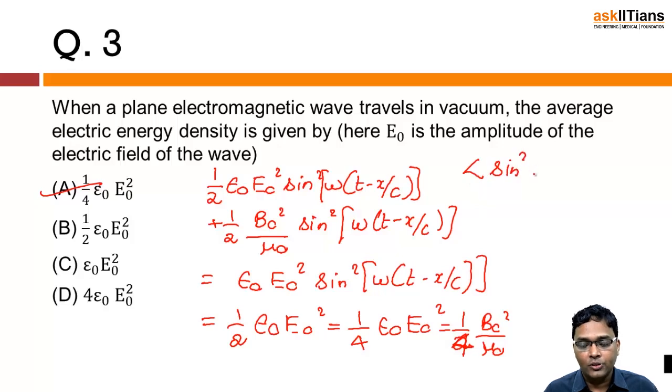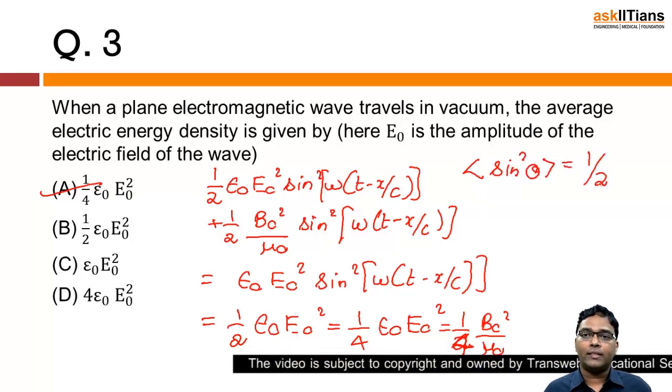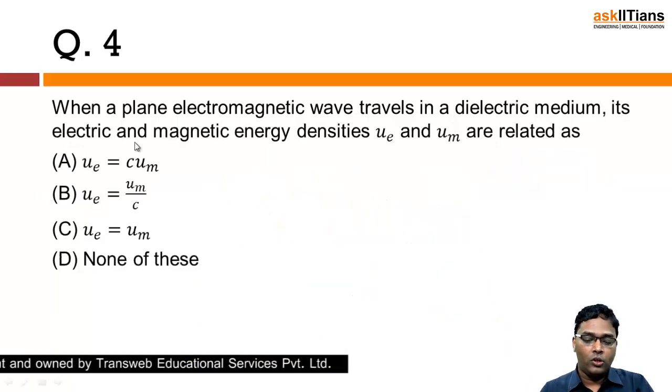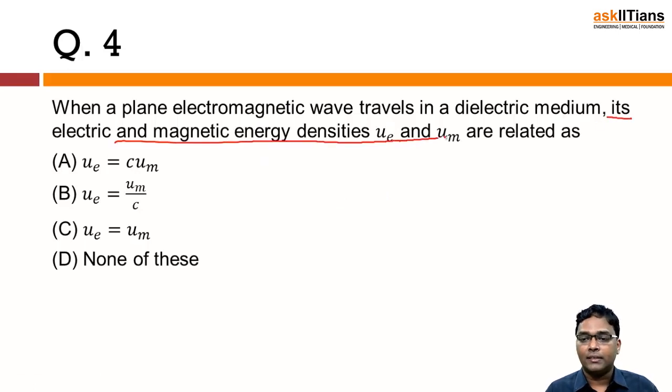So the thing that I am utilizing is sine square theta as a factor, that is, the average value of sine square theta is equal to half.